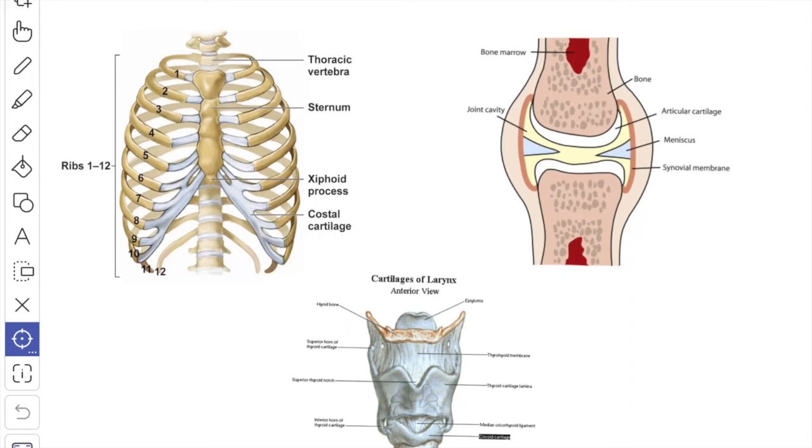The skeletal framework of the larynx is made up of a number of cartilages. Of these, the thyroid cartilage, the cricoid cartilage and the arytenoid cartilages are composed of hyaline cartilage.